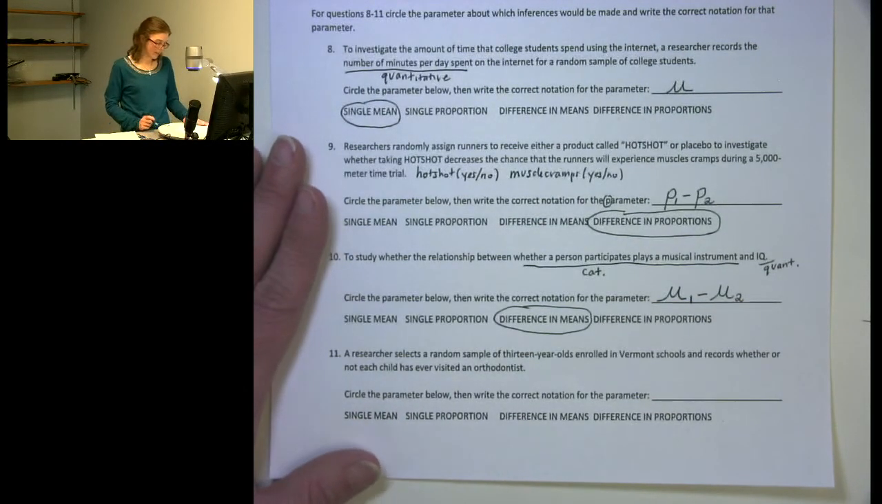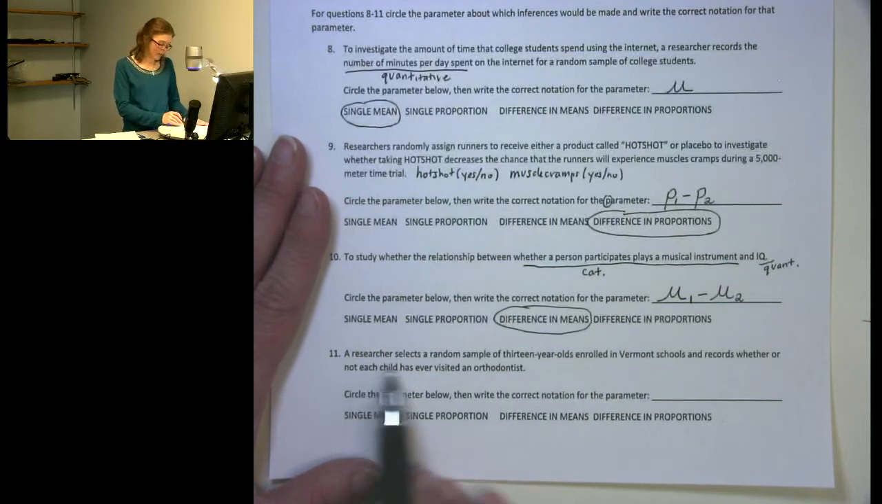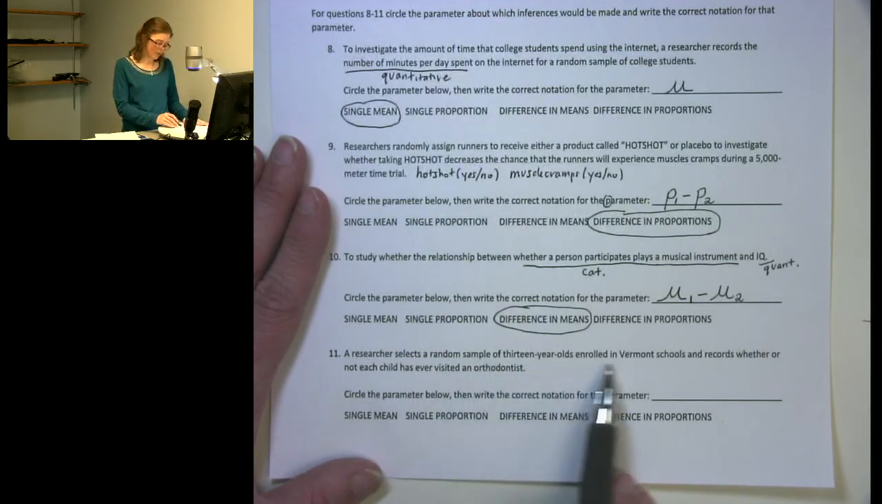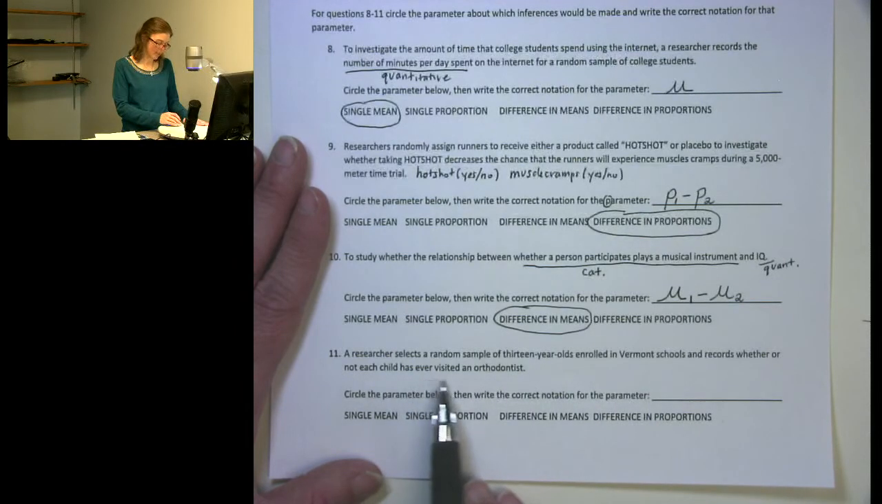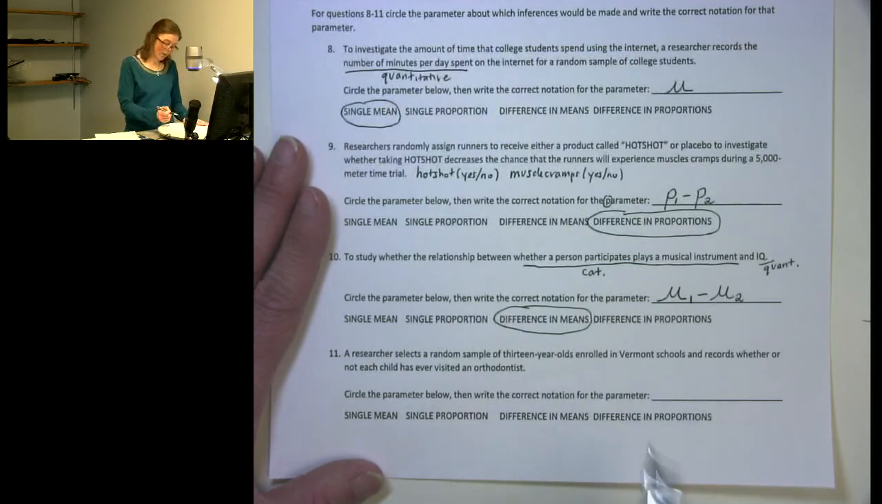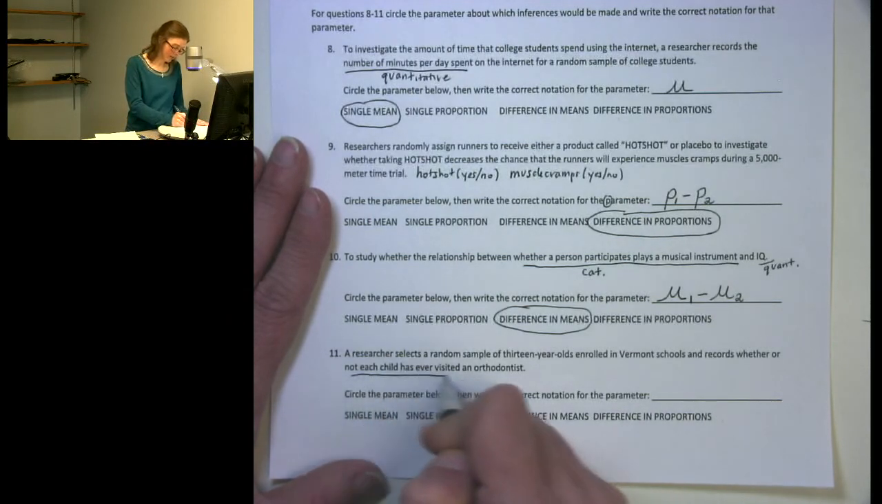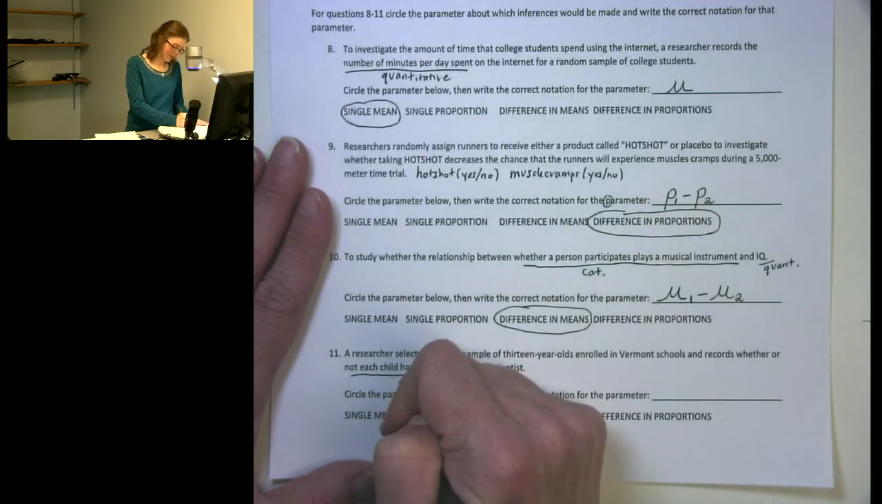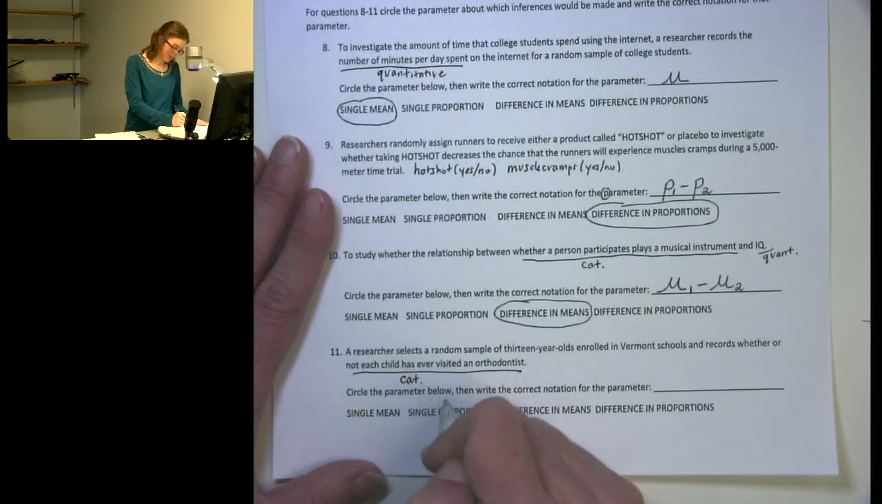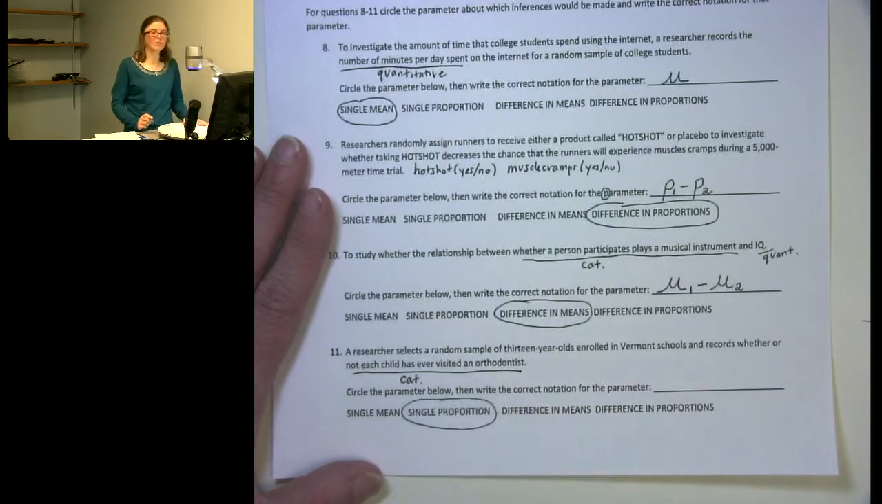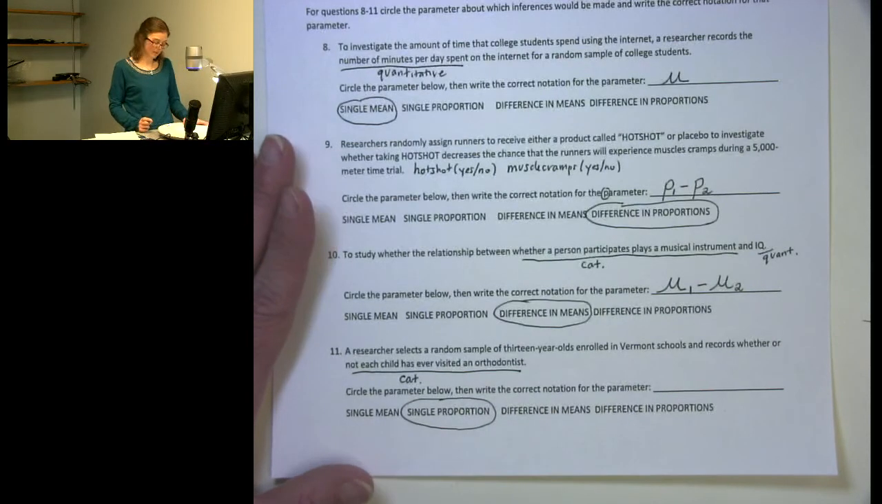And then the last one in this set: a researcher selects a random sample of 13-year-olds enrolled in Vermont schools and records whether or not each child has ever visited an orthodontist. Here we've only got one variable being recorded, and it's a categorical variable. Have they ever visited an orthodontist or have they not? With a categorical variable, we're interested in a proportion. What proportion of them have visited an orthodontist?